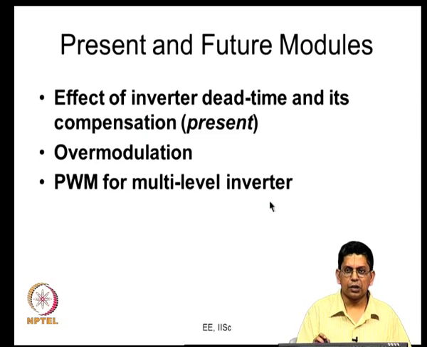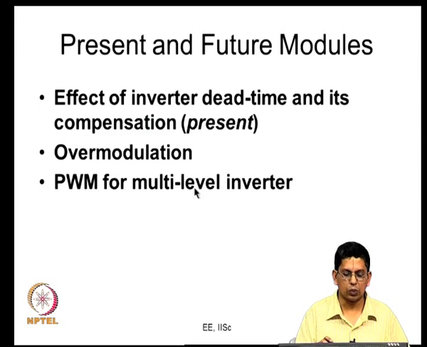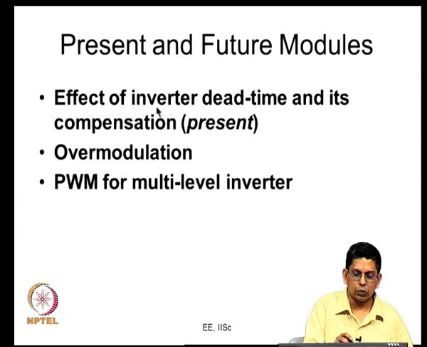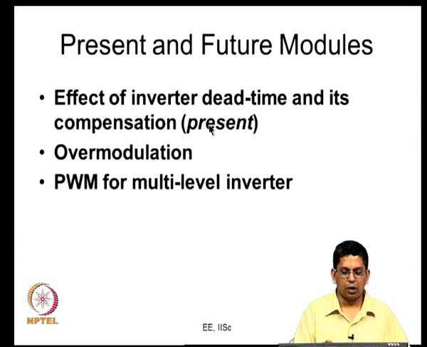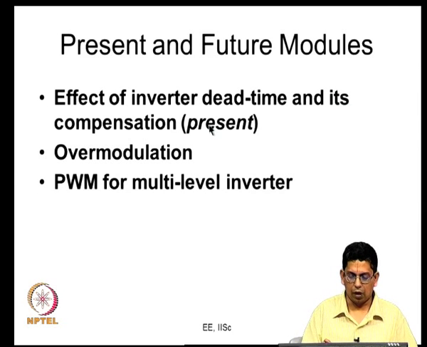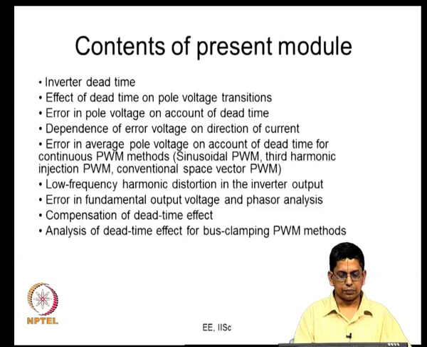Whatever we try to do, like sine triangle PWM and space vector PWM for a 2 level inverter, we would try to quickly see how you could do those for a 3 level neutral point clamped inverter. So, that would be the last one. Let us get on to our present module, which is the effect of inverter dead time and its compensation. Alright, here we get going.